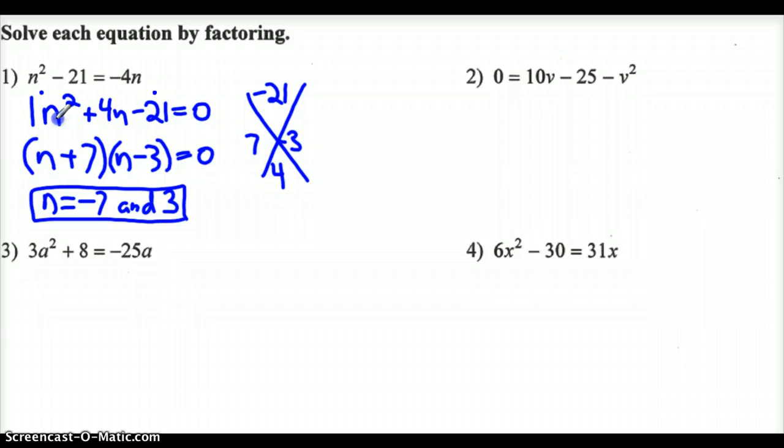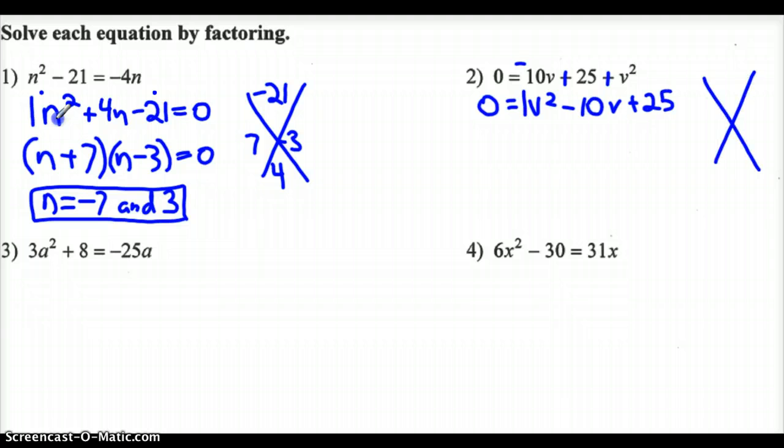Number 2, I want to get everything over to the left, or switch all signs here would be okay as well. I'm going to rewrite this, v squared minus 10v plus 25.